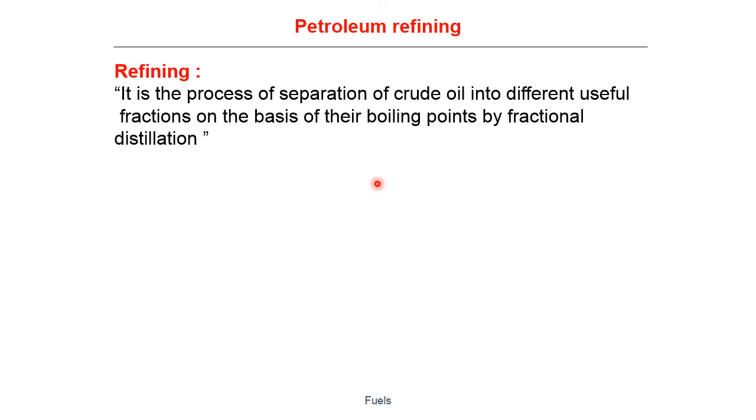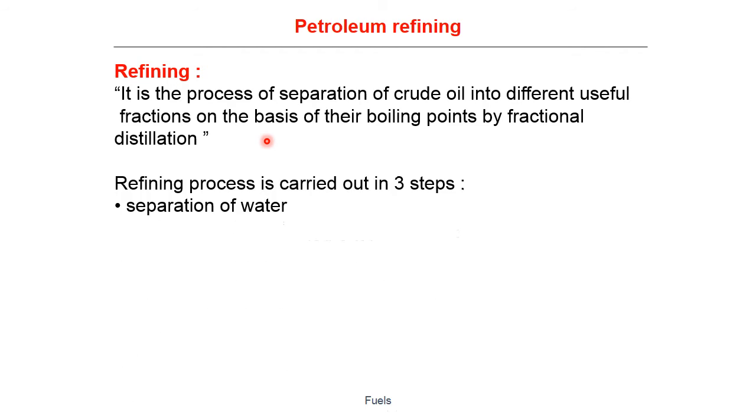Now what is this refining process? In the refining process, we separate crude oil into different fractions. This is the process of separation of crude oil or petroleum into different useful fractions on the basis of their boiling points by the fractional distillation process. Impurities are also separated out in the petroleum refining process.